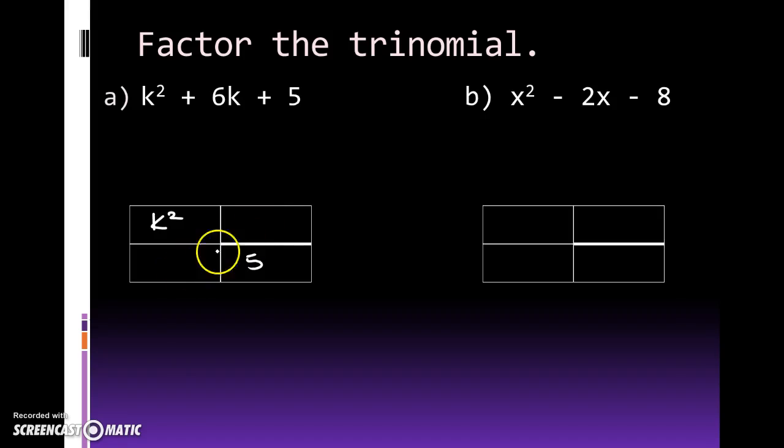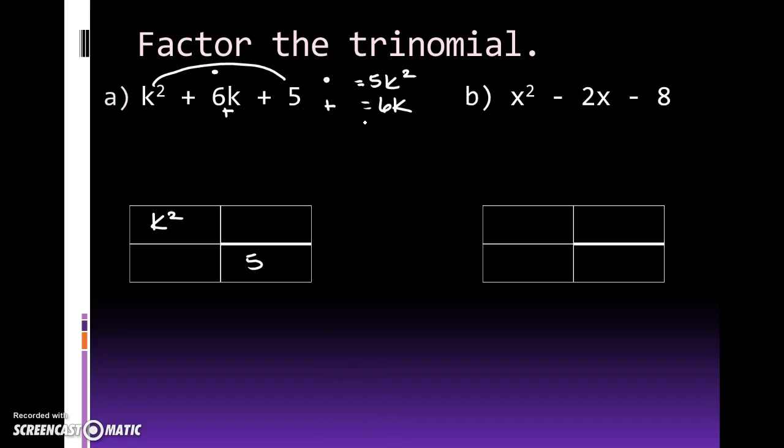Now the question is, what's going to go into these diagonals? Well, here's how we get that. You're going to take these two numbers, the first and last term that you just put in here, and I want you to multiply them. We're going to times them. So k squared times 5 is 5k squared. And I'm going to think of two numbers that will multiply to give me 5k squared. But they also need to add to give me this middle term. Add to give me 6k. So you're thinking, what are two numbers that multiply to give you 5 and add to give you 6k?